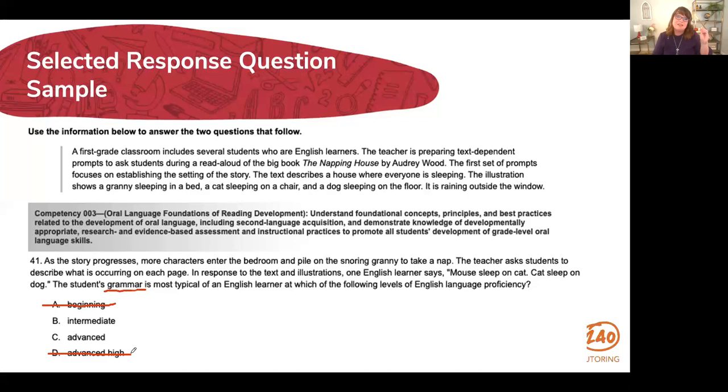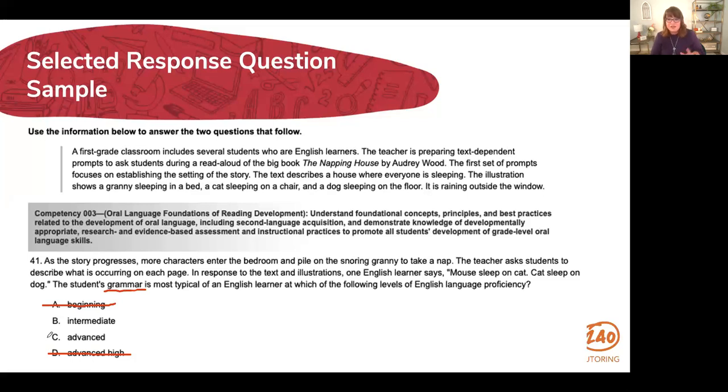English learners at the advanced level of speaking proficiency understand basic features of grammar and are learning to use complex features. The errors made at the advanced level of speaking proficiency are typically in long, complex sentences. The errors that this student made were in short sentences that required only basic grammatical knowledge. So, "mouse sleep on cat." "The mouse is asleep on the cat." So there's some basic things missing there. So the student is demonstrating an intermediate level of English language speaking proficiency.